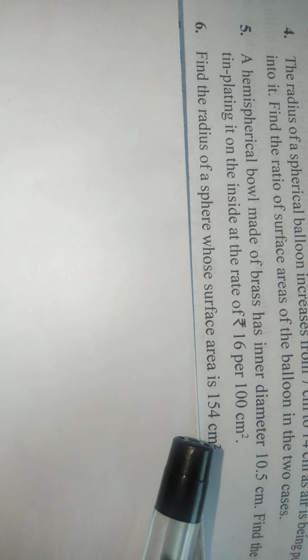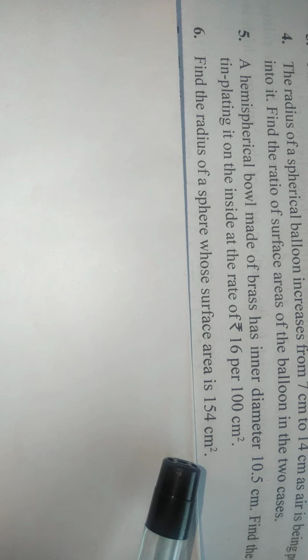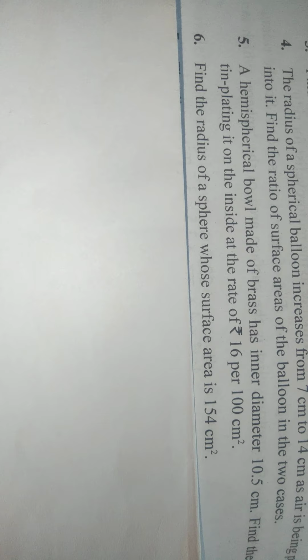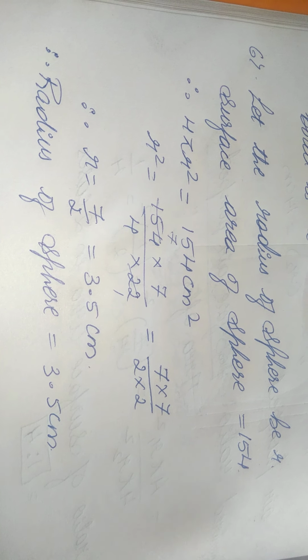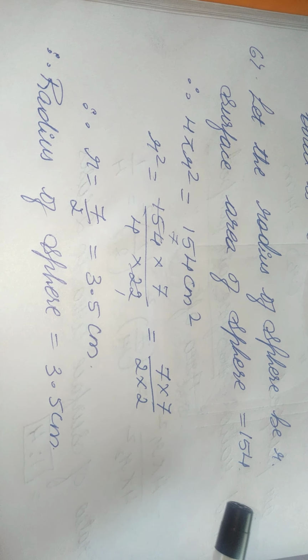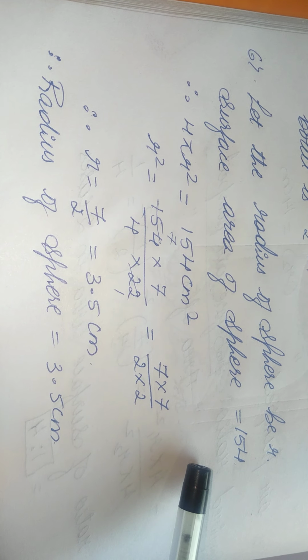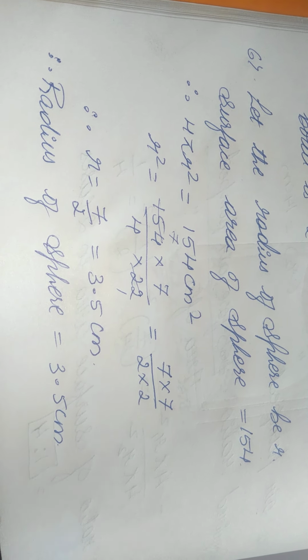Sixth question is a very easy question, children. Don't feel it as twisted. They have given the surface area. You have to find the radius for this question, children. So first I will let the radius be r and then surface area of the sphere is given as 154 centimeters square. So I know the surface area formula.